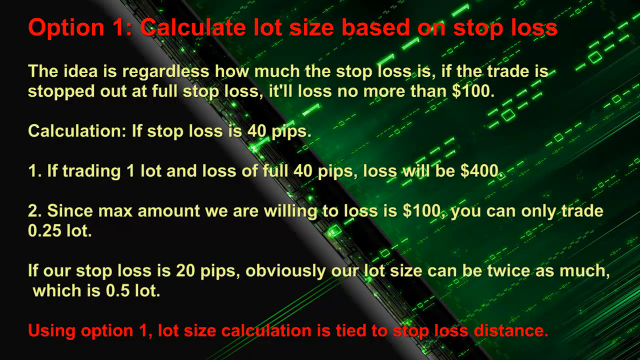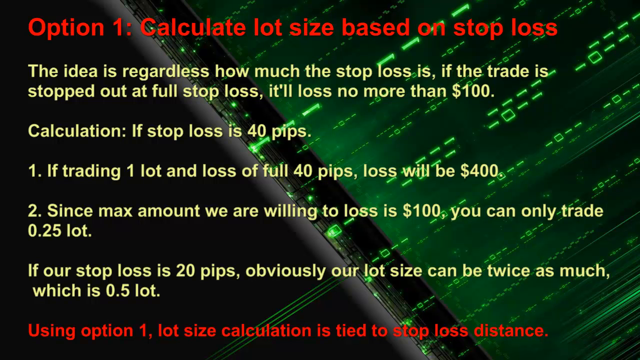So first let's see if stop loss is 40 pips. Because we know 1 pip is $10 if we're trading one lot, if we're heading for the full 40 pips, our loss will be $400. And we know we only are willing to risk $100. That makes your trading lot size 0.25 lot.